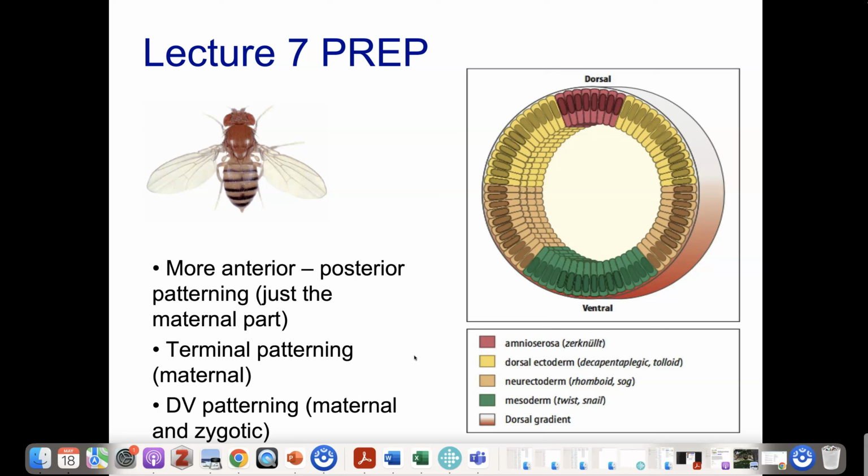This is preparation for lecture 7. The fly work is starting to get more complicated, so I'm going to try to really point out the key things that you need to remember.